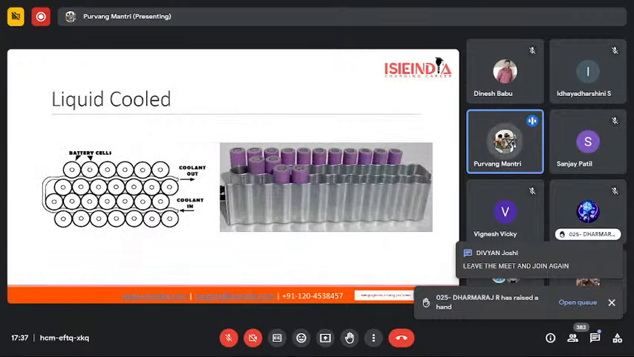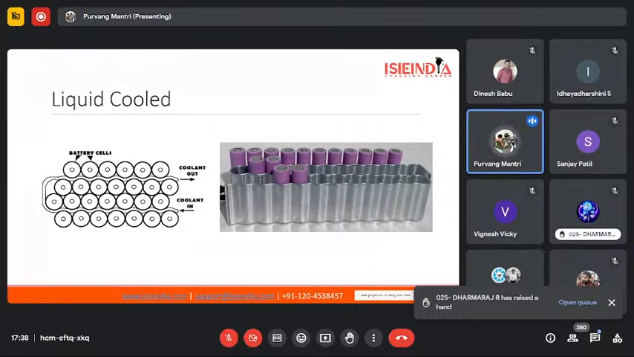When it comes to liquid cooling, there are basically two methods of cooling. One is flowing the coolant through channels. The other one is immersing the entire battery cells, each and every cell, in a cooling medium. But this second method is not preferable because the cooling medium or liquid that we are using must be dielectric in nature. It must be insulating. It should not conduct electricity, because if that liquid conducts electricity, then the battery cells can short circuit, and it can again lead to thermal runaway. That's why that method is not preferred.